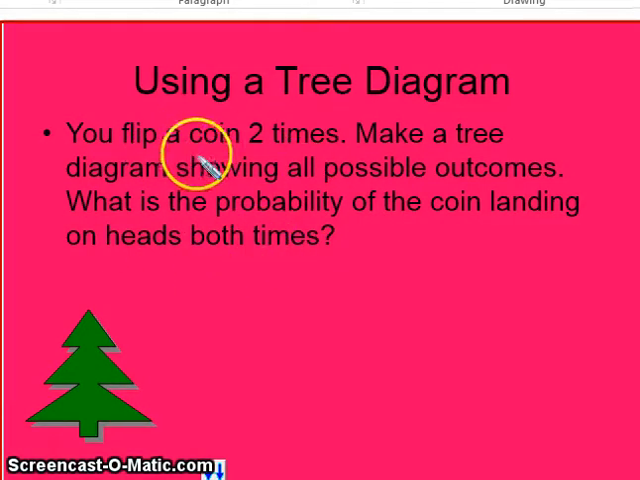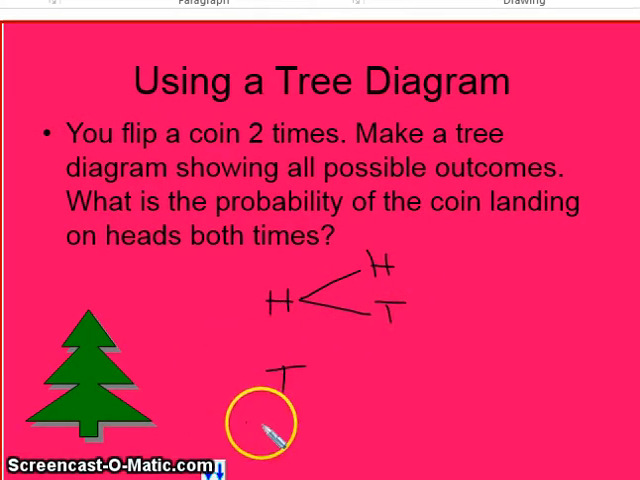Okay, so we're going to flip a coin twice. Now, the first time we flip the coin, it could either be heads or it could be tails. This needs to be in your notebook, by the way. Now, if the first one is heads, we're going to flip again, and the outcome could either be heads or it could be tails. If we flip tails, of course we're going to flip again, and the outcome could either be heads or tails. So there's our tree diagram.